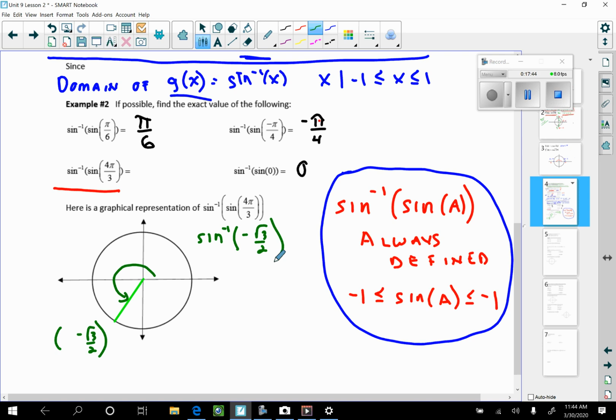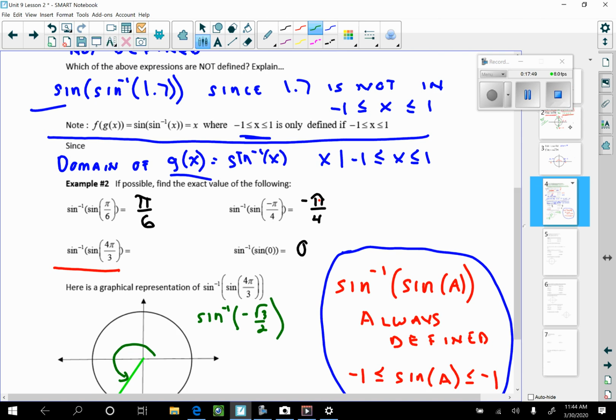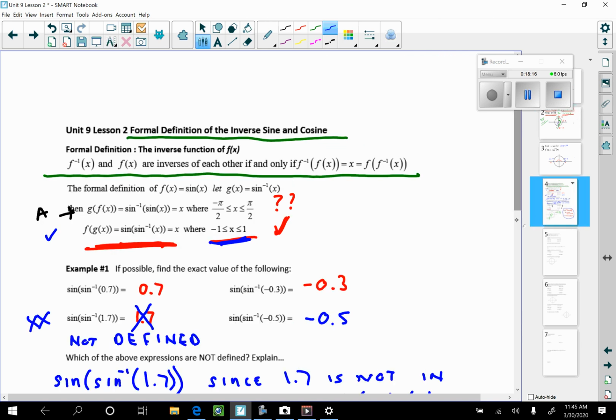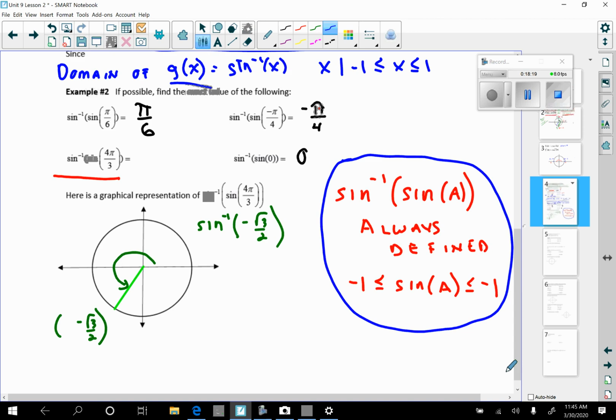Okay, if I go back to my original discussion here, in order for inverse sine to exist, my angle has got to be between negative pi over 2 and pi over 2. It's got to be back here, over here. So all I need to do for this particular example is to come up with an angle that has the same y value as this guy over here, 4/3 pi. So what angle would that be?